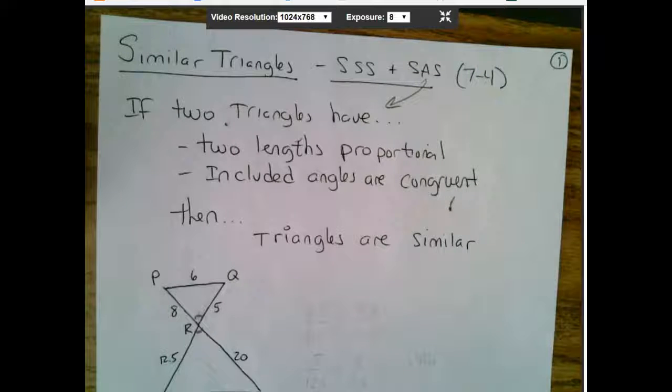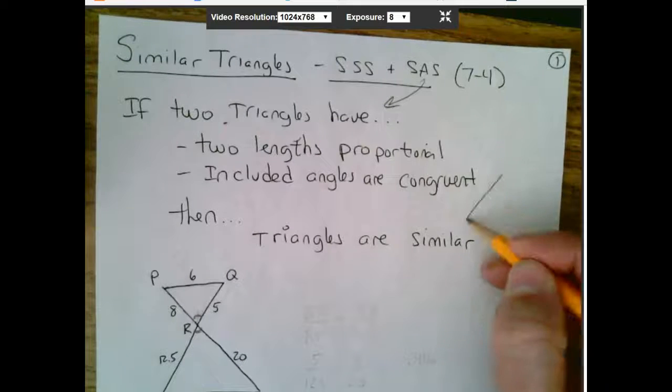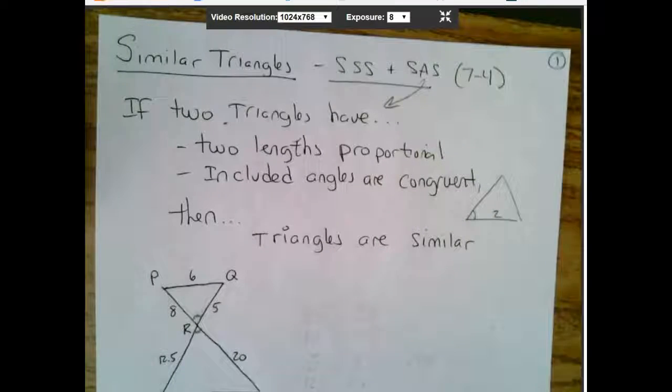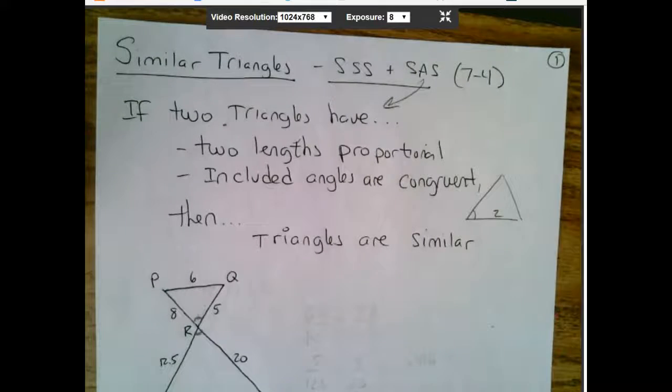So for side, angle, side, this theorem states that if two triangles have two lengths that are proportional, only need two, but you also need the included angle to be congruent as well. So let's just give you an example here. I have a triangle here. If this is one side I'm looking at, and this is the other side, the included angle would be that one right there that connects them. If the two lengths of two different triangles, so this one compared to another one, are proportional, and this one compared to another one is the same proportion, and this angle is the same on these two different triangles, then they are similar.